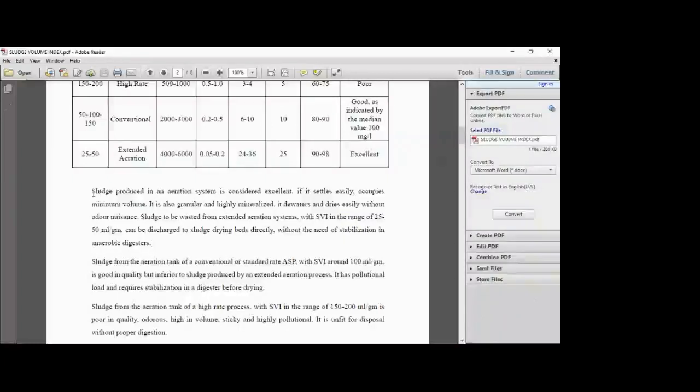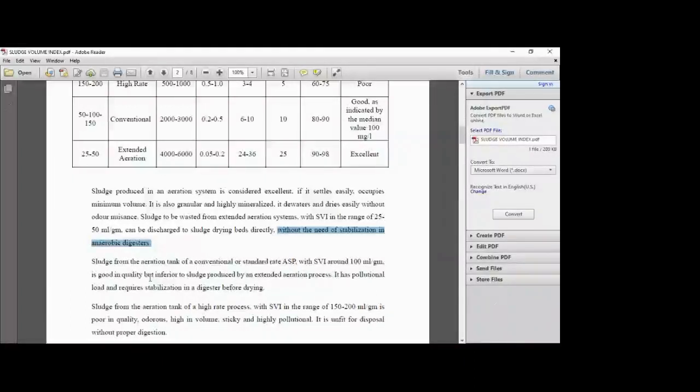So if the sludge produced in the aeration system is excellent, you can dispose of it without the need for stabilization in the anaerobic digester, and that saves a lot of money for the corporation which is handling it, right?